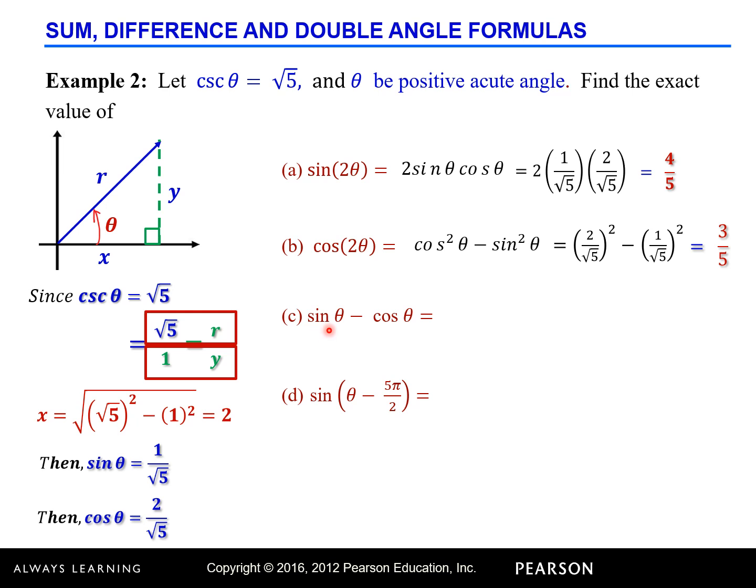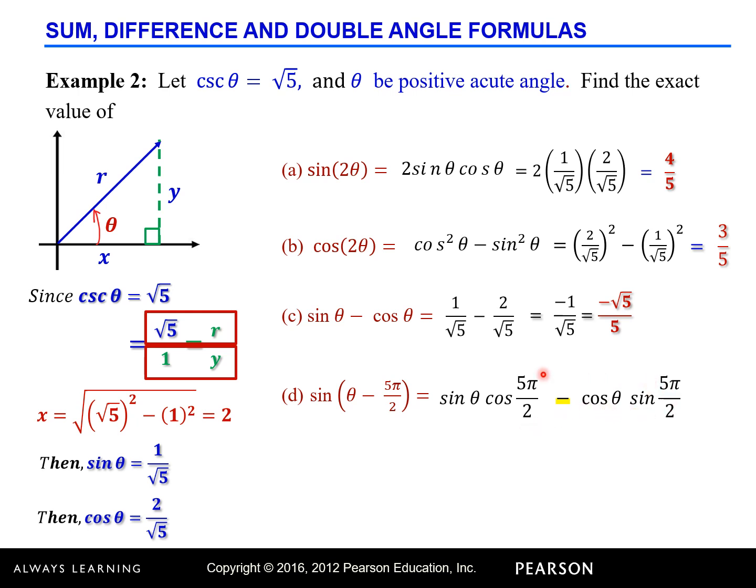Then for letter C, sine theta minus cosine theta, substitute the value of sine and the value of cosine. So get the difference between them, so the answer will be equal to this. Your answer must be in simplest form, with no radical in the denominator. Then for letter D, we have sine of theta minus 5 pi over 2. We can make use of the difference angle formula for sine, which is sine theta cosine 5 pi over 2, then minus cosine theta sine 5 pi over 2.